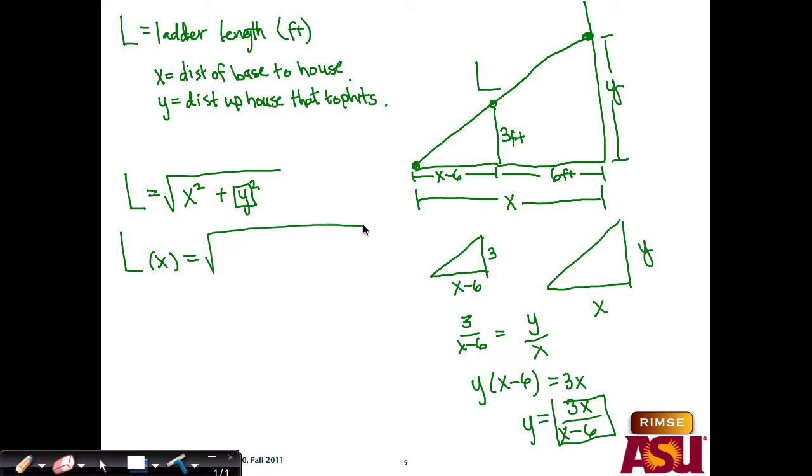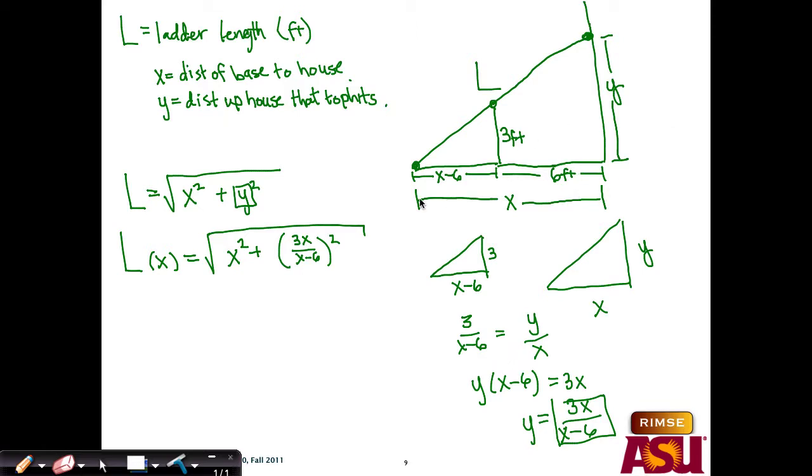Now, this becomes a little bit of an algebraic mess. 3x over x minus 6, quantity squared. Because here's an expression for the length of the ladder in terms of one independent variable, x. So any x that I pick would give me a different length for L that would be needed. Now x has to be greater than 6 because 6 is part of x.